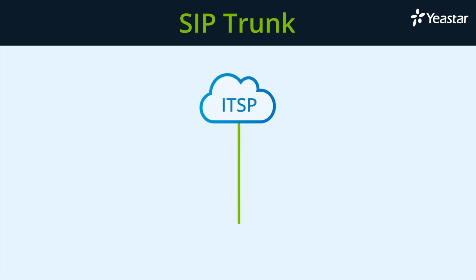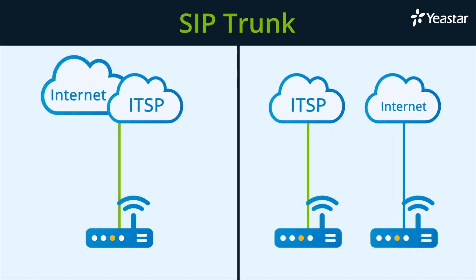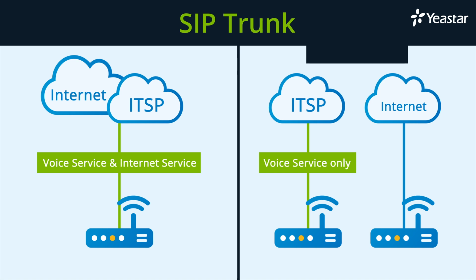Here's the Ethernet cable of the SIP trunk provided by the service provider. Well, generally speaking, there are two types of SIP trunk. One provides the voice service as well as the internet service, while the other one provides the voice service only, also known as SIP dedicated trunk. The way we deploy these two types of SIP trunk is different.